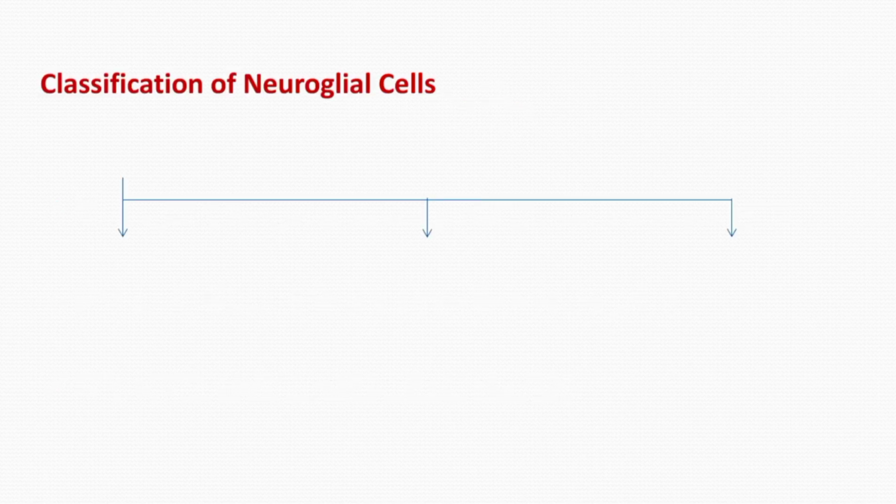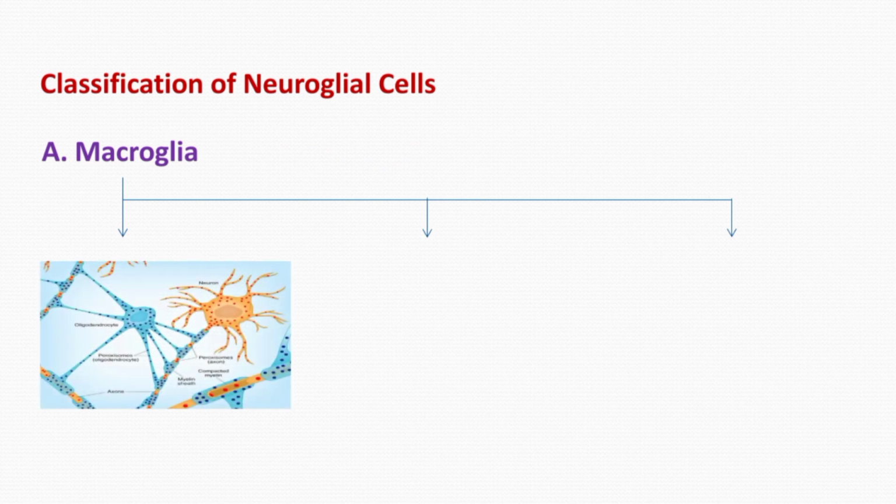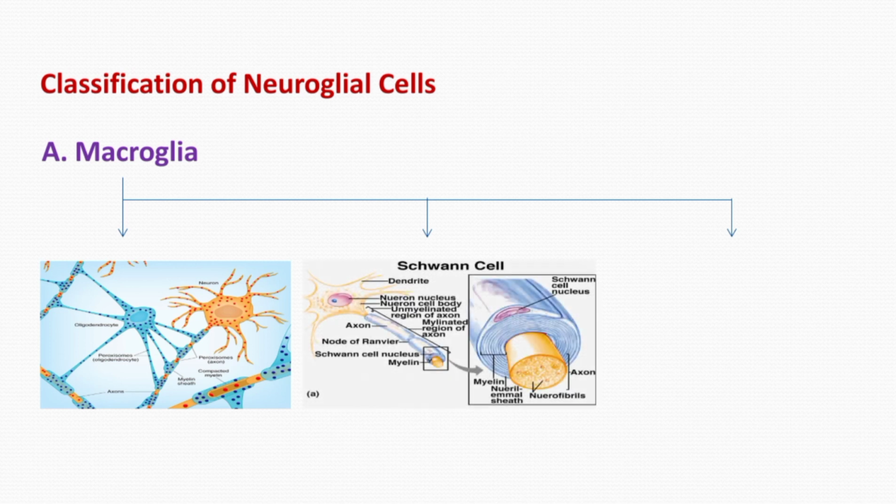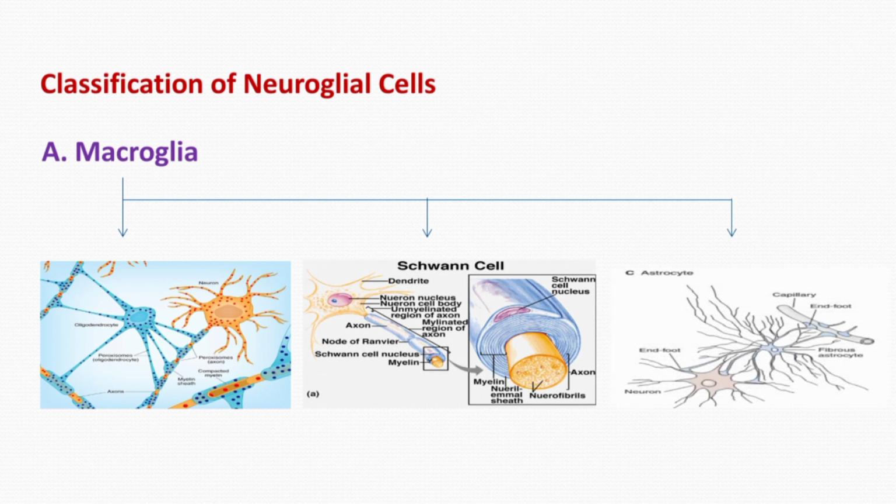Now, neuroglia can be divided into two major types, that is macroglia and microglia. First of all, we will talk about macroglia. The macroglia can be further subdivided into three types: oligodendrocytes, which form myelin sheath in the central nervous system; then Schwann cells, which form myelin sheath in the peripheral nervous system; and then astrocytes. So these are the three types of macroglia. I repeat, oligodendrocytes, Schwann cells and astrocytes.